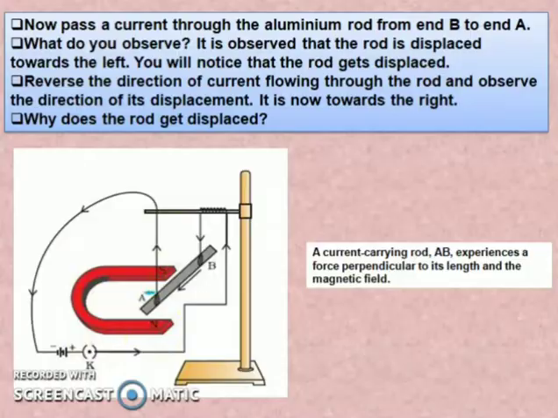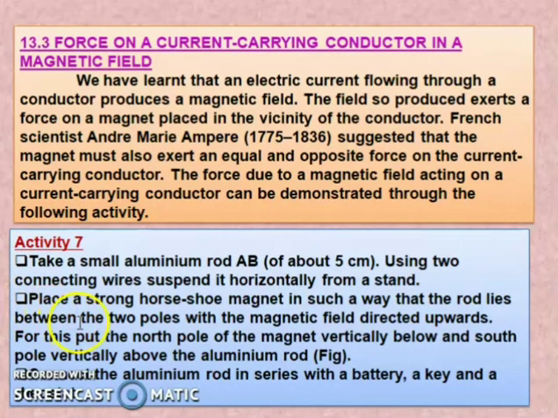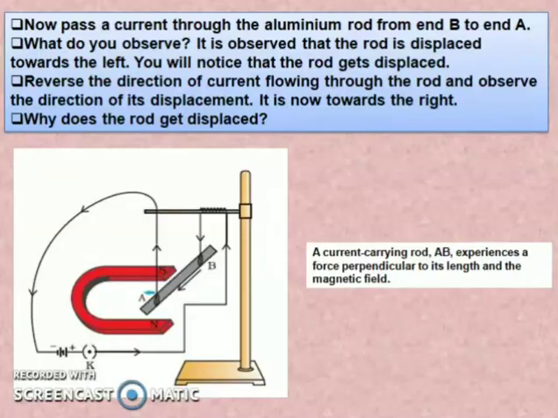In this horseshoe magnet, the rod lies between the two poles within a magnetic field directed upward. Put the north pole of the magnet vertically below and the south pole vertically above the aluminium rod. You can see that the north pole is vertically below the aluminium rod, the south pole of the horseshoe magnet is vertically above it, and the rod is in between the two poles of the horseshoe magnet. So this is the setup of the experiment.